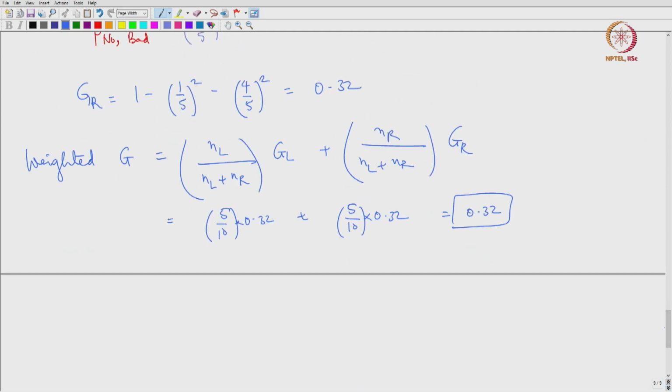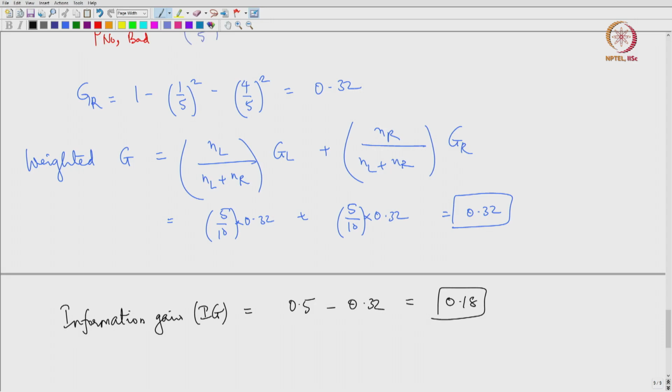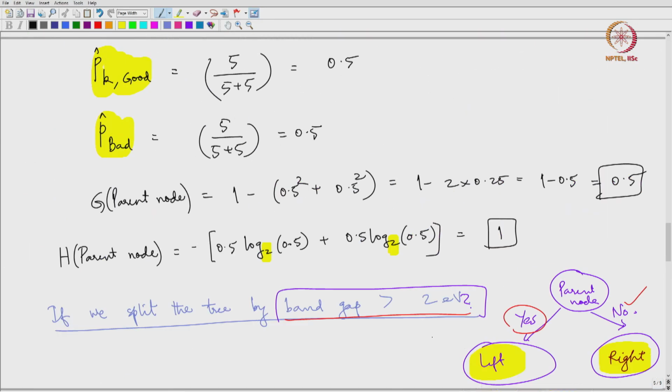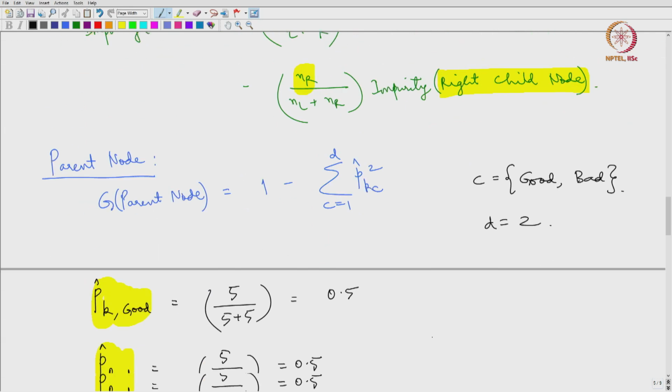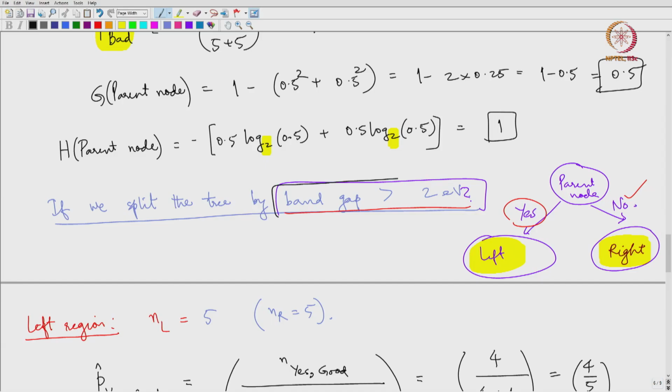Now, what is the information gain? The information gain IG is simply the impurity of the parent node, which is 0.5, minus the weighted impurity of the child nodes, which is 0.32. So, the difference is 0.18. So, that is the information gain which you have achieved here. Clearly, if you are splitting by your band gap as the feature, you do gain some information, which is good.